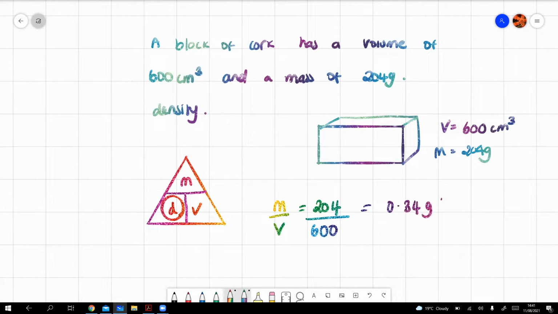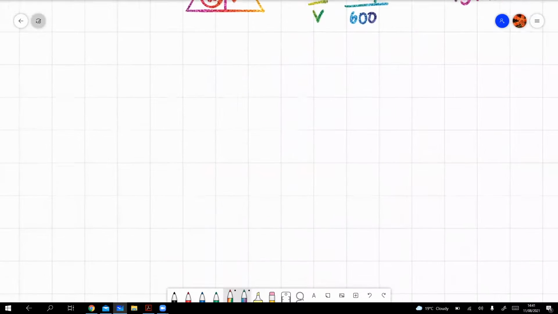Now it's grams per centimeters cubed. Okay, grams per centimeters cubed. Make sure you get the correct units, otherwise you won't have the correct answer in the exam and you won't get the full marks. Okay, that is the density. Let's have a look at another example then.